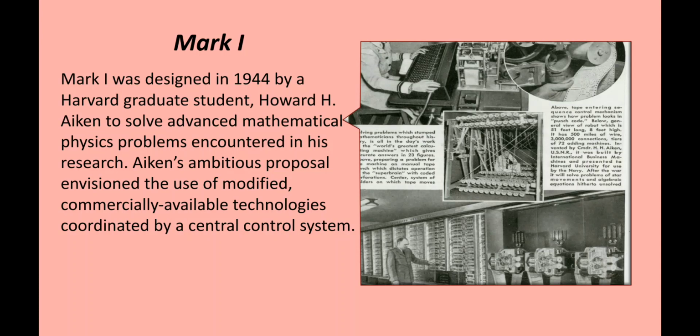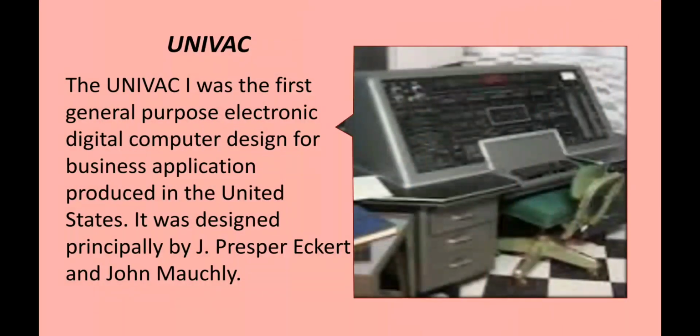Okay, next first generation computer is UNIVAC. UNIVAC means the Universal Automatic Computer. J. Presper Eckert and John Mauchly developed UNIVAC 1 in the year 1951. It was the first computer used to handle both numeric as well as text data. So Mark 1, as you know, was used to perform mathematical calculations.